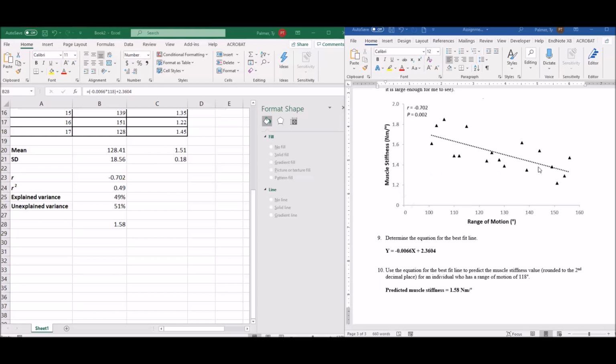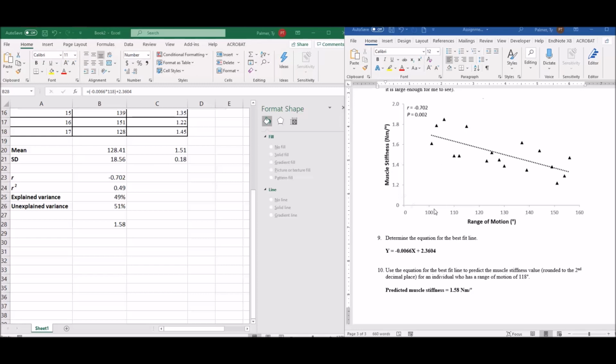Their stiffness values are fairly low. They're all less than about 1.5 and below. As opposed to on the other side of the spectrum, take a look over here. Take a look at these subjects over here on the left side. They scored really high on muscle stiffness. They have really high muscle stiffness values.